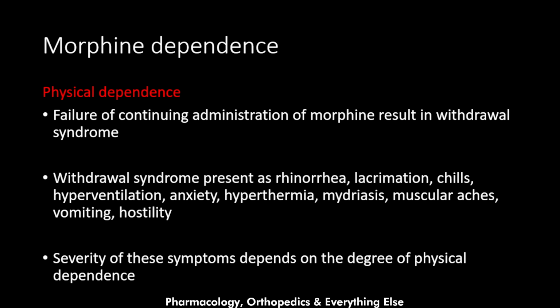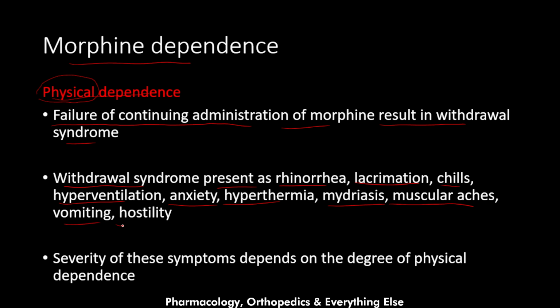Another adverse effect of morphine use is morphine dependence, and it is of two types, the physical dependence and the psychological dependence. Let's start by talking about the physical dependence to morphine. So when there is failure of continuing administration of morphine, it results in withdrawal syndrome. Because the body has adapted to morphine, when we suddenly stop the morphine, this gives us the withdrawal syndrome. Withdrawal syndrome presents as rhinorrhea, lacrimation, chills, hyperventilation, anxiety, hyperthermia, mydriasis, muscular aches, vomiting, and hostility.